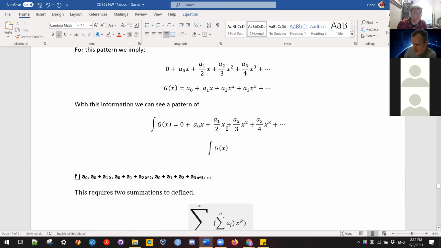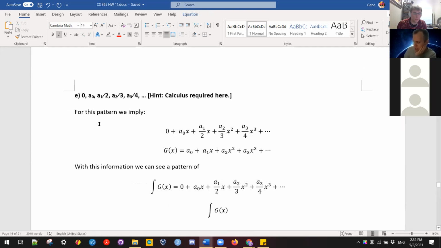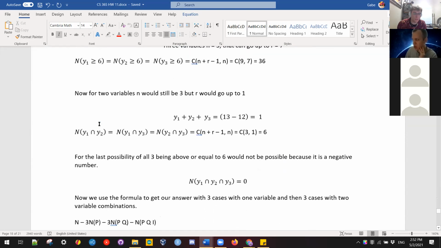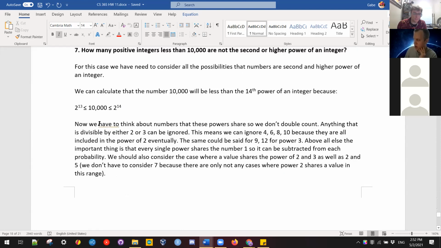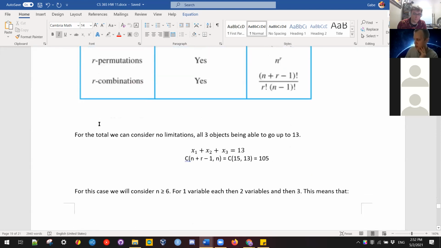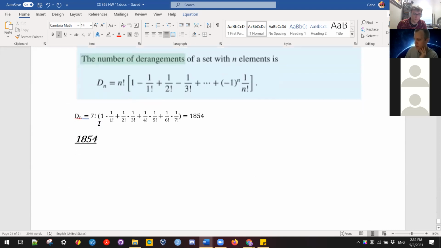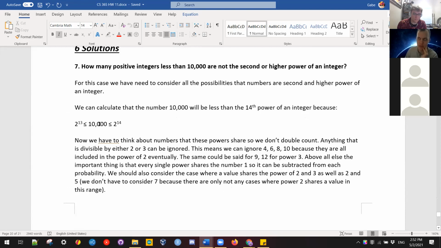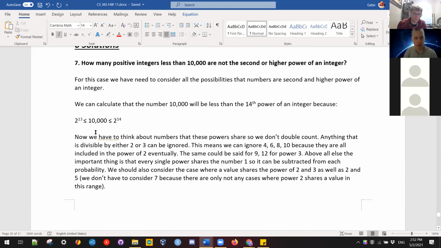You said you had a question on homework? Yeah, I'm completely stuck on how to do 8.6 number 7. How many positive integers less than 10,000 are not the second or higher power of an integer? In other words, how many positive integers are not raised to some power of a lower integer, right?